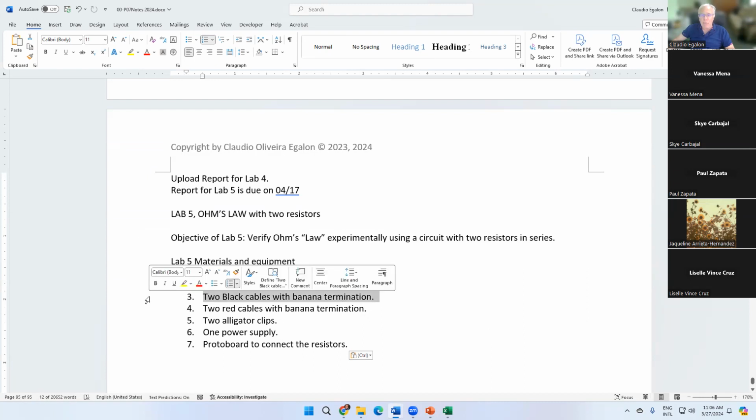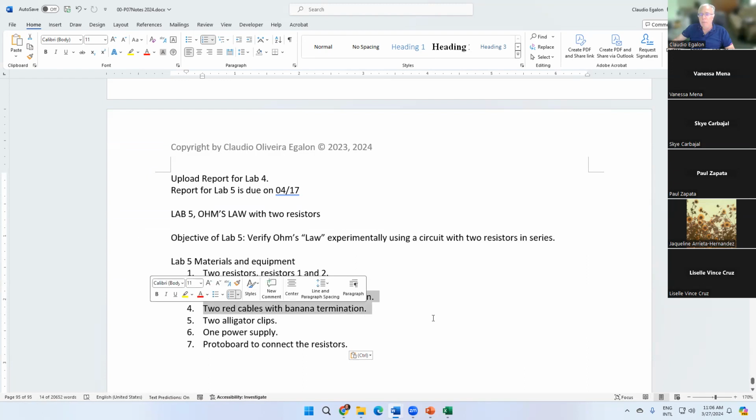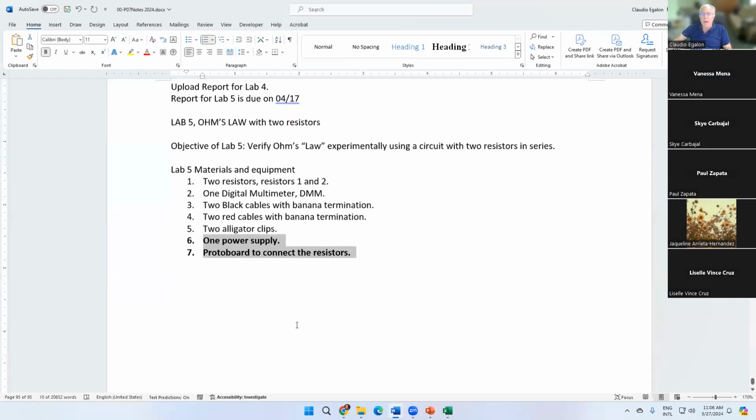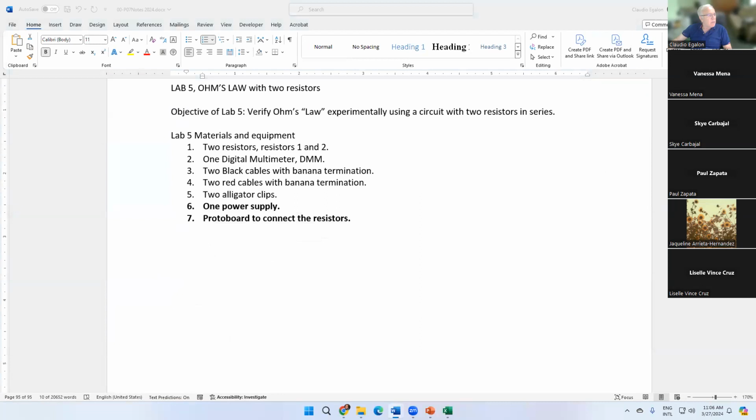2 black cables with banana termination, 2 red cables with banana termination, and 2 alligator clips, which we use to measure the resistance value. Okay, and I still didn't introduce the other 2 devices, but I'm going to start with the procedure. Here you go.